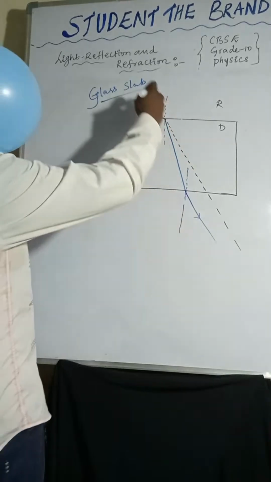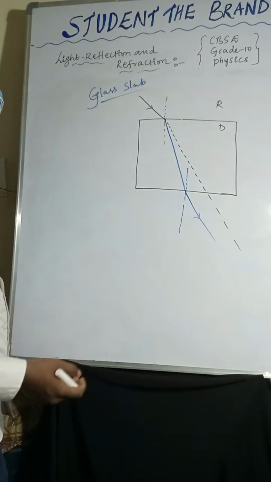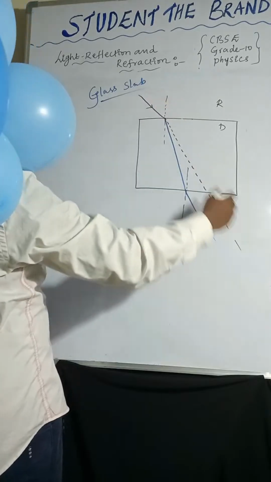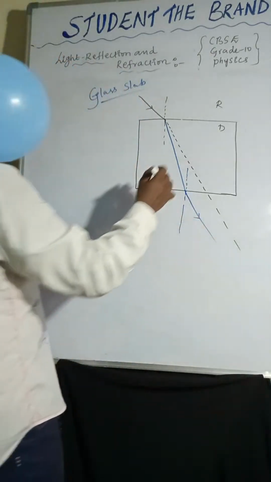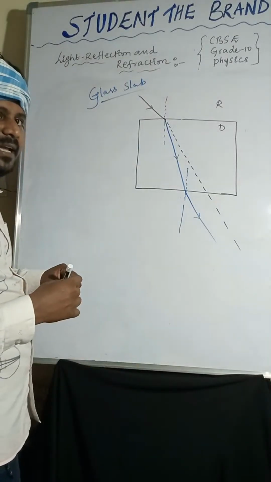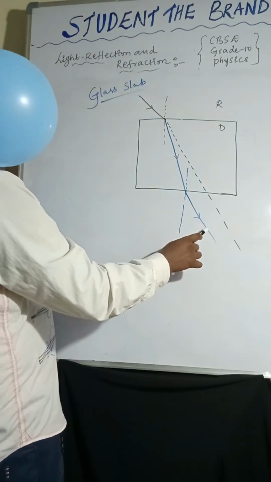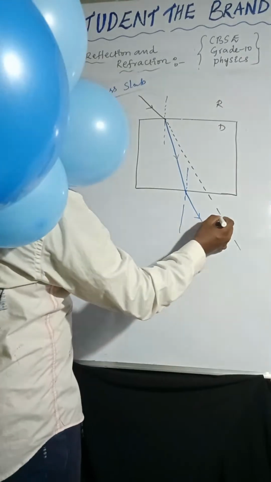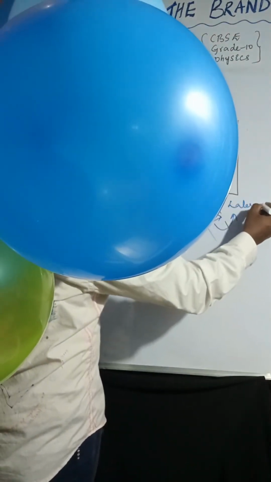The light ray coming from rarer to denser bends towards the normal line. If it is passing from denser to rarer, it goes away from the normal line. If you extend this incident ray, it will become parallel to the emergent ray. The distance between the emergent ray and the extended incident ray is called lateral shift.